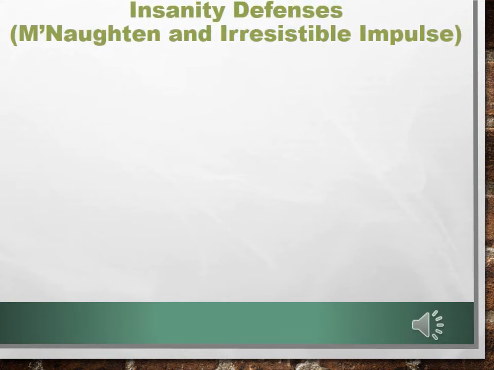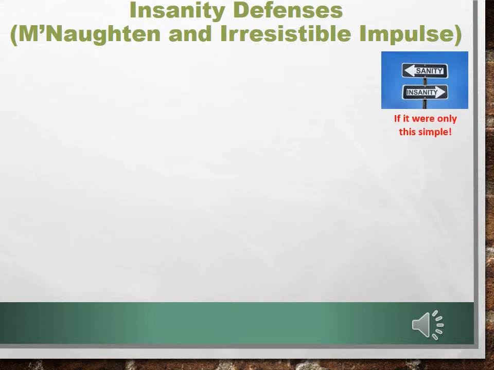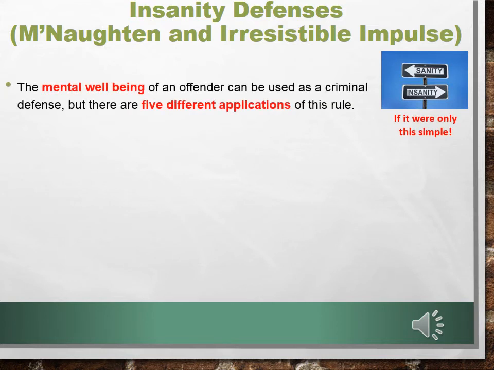The other state of mind excuse defense is well known. It's the insanity defense. You know, sanity versus insanity. Easy, right? If it were only this simple. The mental well-being of an offender can be used as a criminal defense, but there are 5 different applications of this rule. What does that mean? It means there are 5 different types of insanity defenses, and it all depends on where you are in this country when it comes to what type of insanity defense applies. So let's look at the 5 different types of insanity defenses.